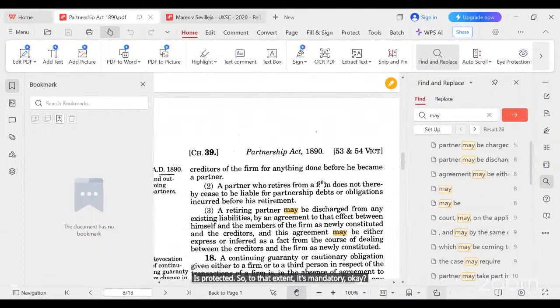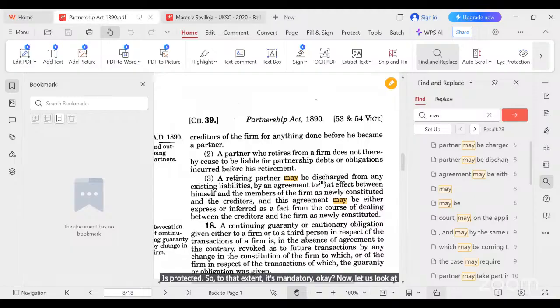Okay. Now let us look at subsection 2 again, and I want you all to read it and also classify it for the class. A partner who retires from a firm does not thereby cease to be liable for partnership debts or obligations incurred before his retirement. How do you classify these two? As we are doing it, most of you who are planning to be partners in a particular business, please follow these things. They help you. These provisions we are seeing and interpreting, they help you.